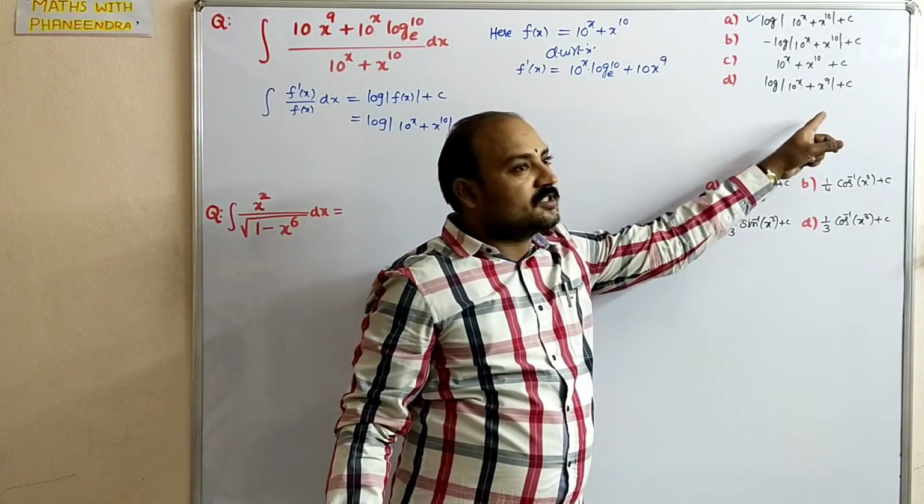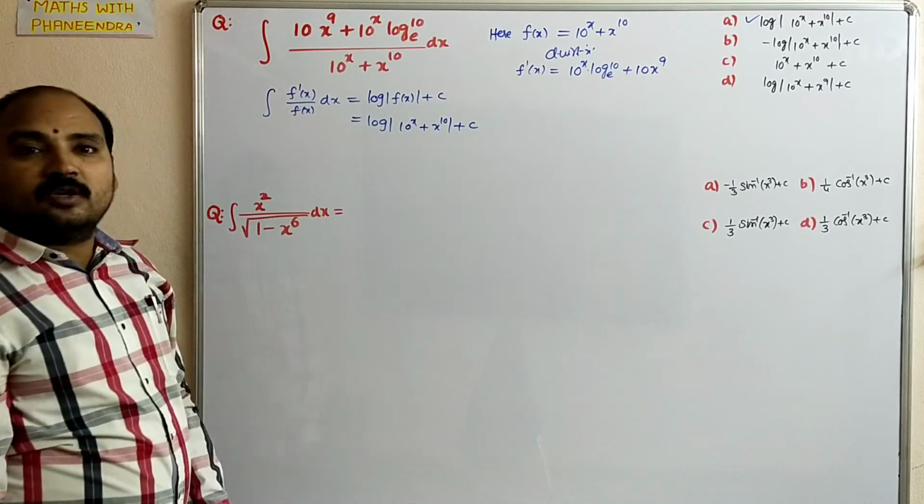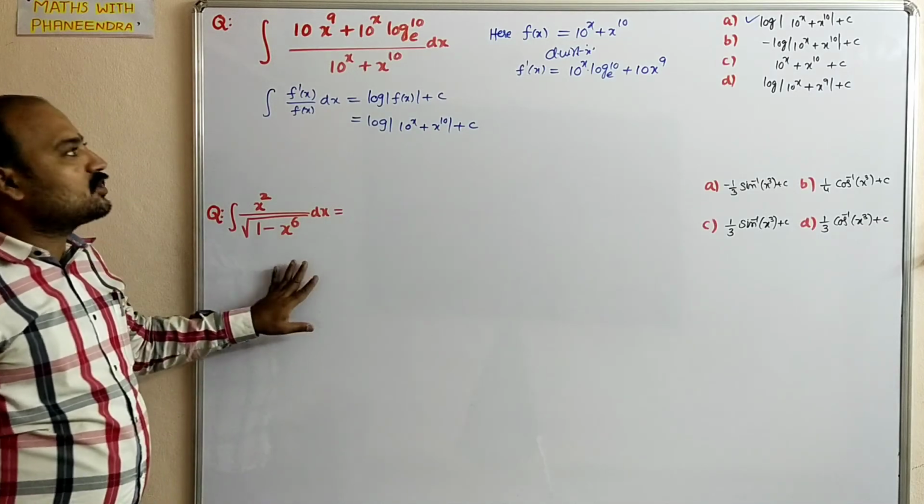First and fourth options are similar, but here observe that x power 9 is there. So that is the reason the fourth option is not correct. We will come to the next question.